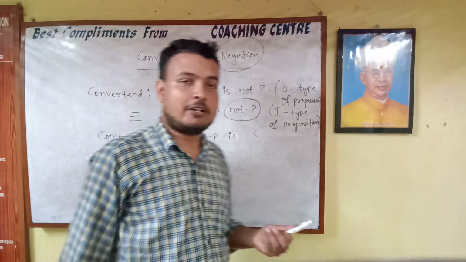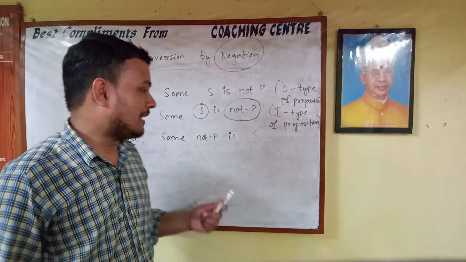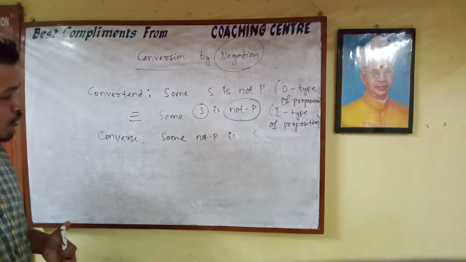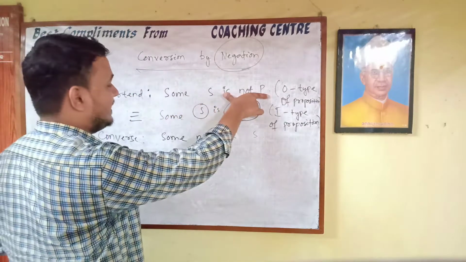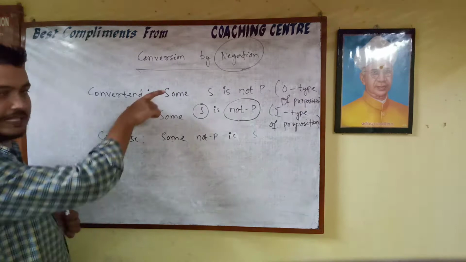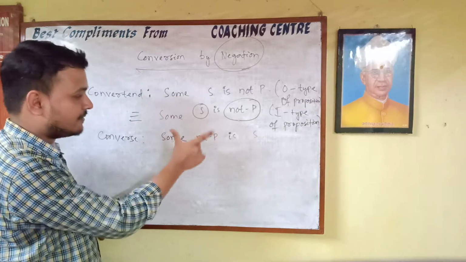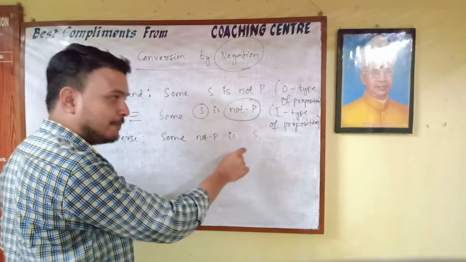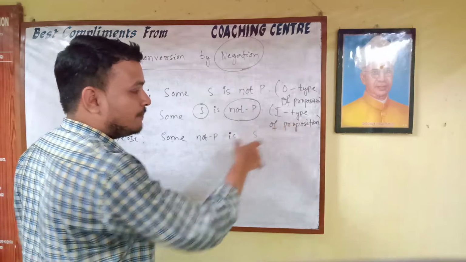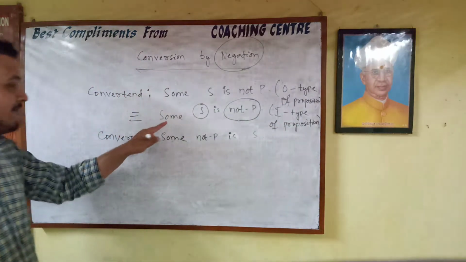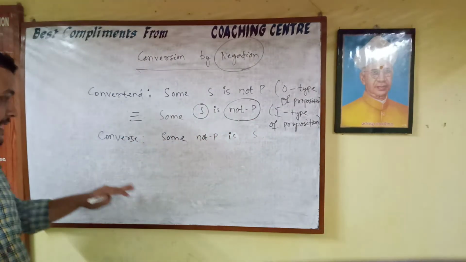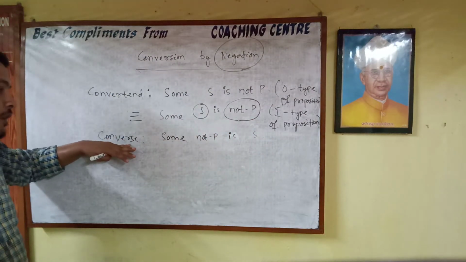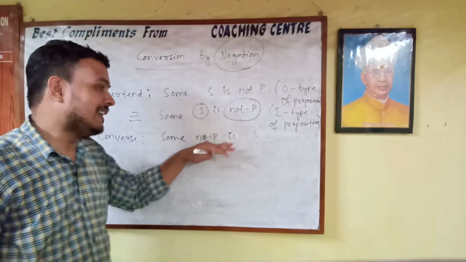And a non-distributed term in the convertant cannot be distributed in the converse. So the convertant is some S is not P. It is transformed to some S is not P, an I type of proposition by some logicians. And finally it is converted. The new converse is some not P is S.